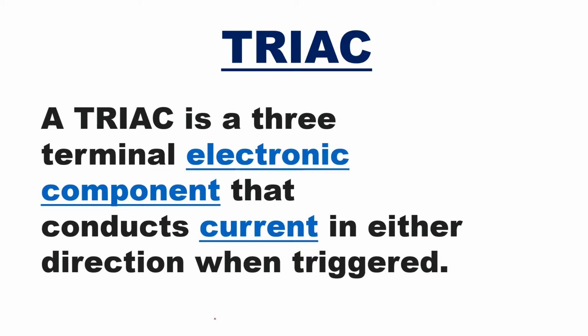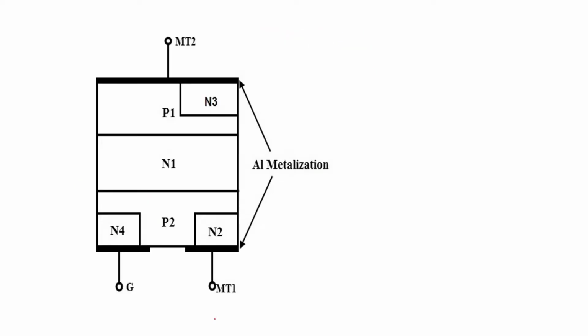Here the characteristics are the same as an SCR, but in both quadrants. It can conduct in both directions. It shows the characteristics in the graph in the first quadrant and also in the third quadrant. Then we will go to see the layer diagram of the triac.